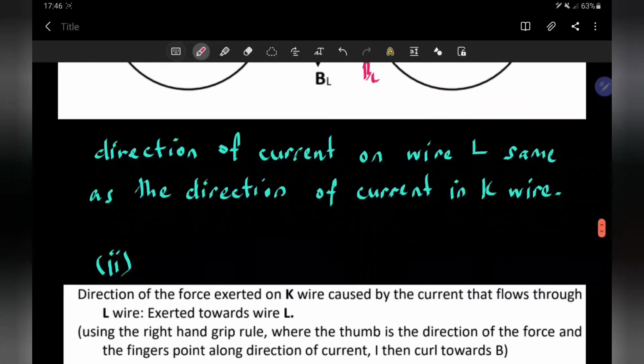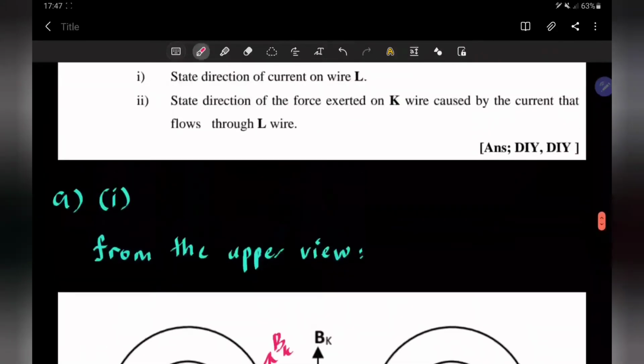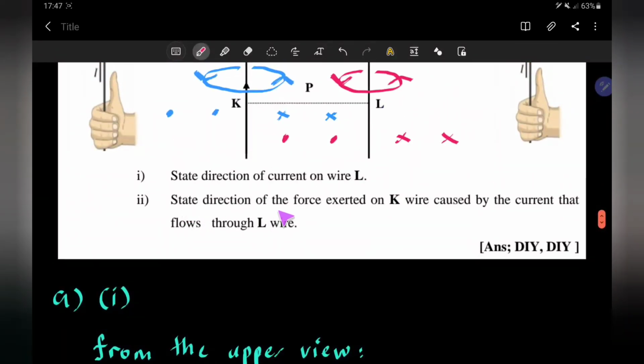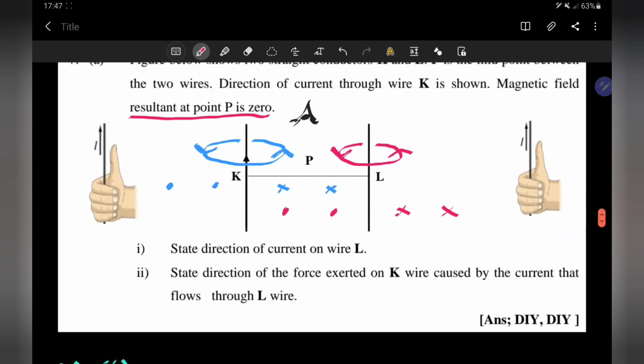Okay, so how to explain that? The direction of current on wire L is the same as the direction of current in wire K, which is upwards. And then for the second part, state the direction of the force exerted on wire K caused by the current that flows through wire L. By getting the current to be upward here, they then ask you to find the force exerted on K caused by L. So remember, equal direction of current, they will repel each other, isn't it?